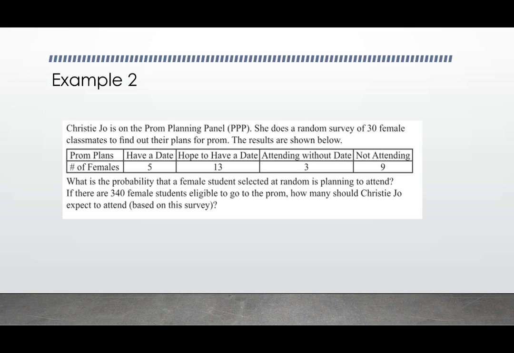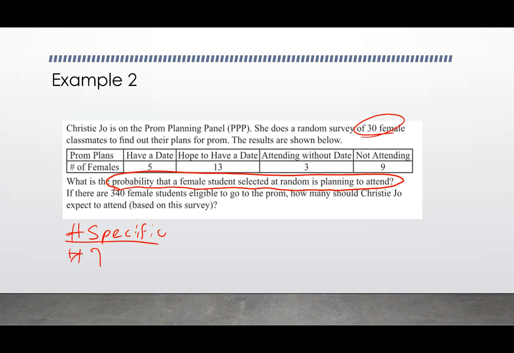So let's answer the first question. What's the probability that a female selected at random is planning to attend? So how many did she survey? So we've got 30 in total. So remember, we're looking at the number specific that we're asked for and dividing it by the number in total. This will get me my probability. So my number in total, I know, is 30. So I'm going to be dividing this by 30.